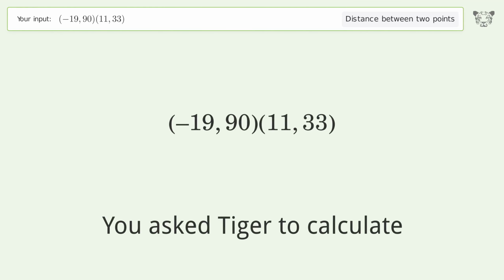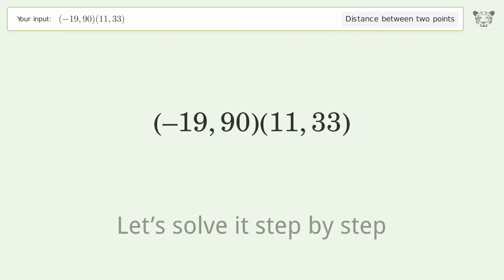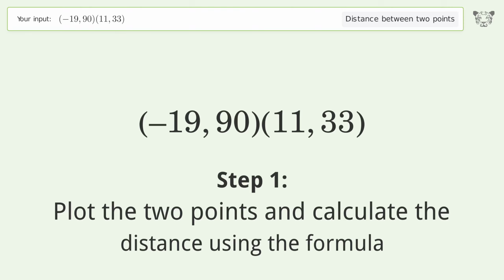You ask Tiger to calculate. This deals with the distance between 2 points. The distance between the 2 points is the square root of 4,149, or 64.413. Let's solve it step by step. Plot the 2 points and calculate the distance using the formula.